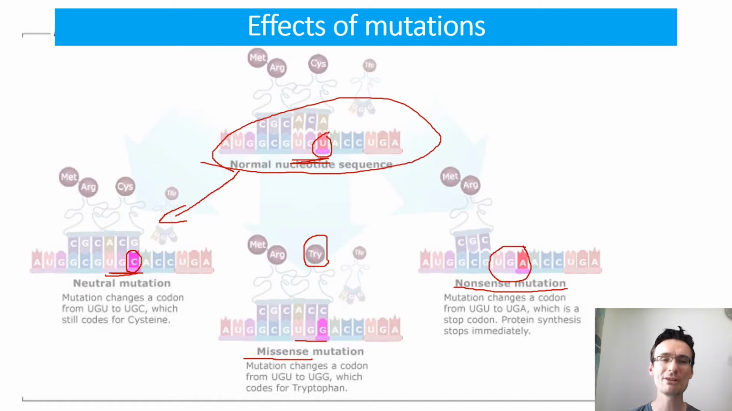So you've got neutral mutation, which is where it codes for the same amino acid, so it has no effect. A missense mutation, where it codes for a different amino acid. And a nonsense mutation, where it codes for a stop codon, which stops the protein being made at that point, okay?